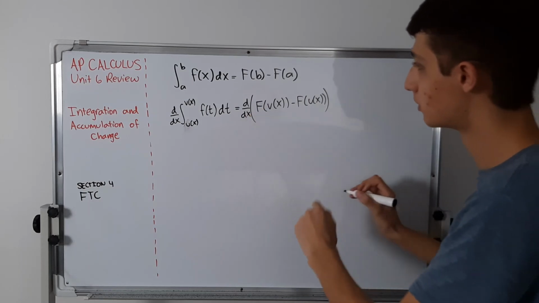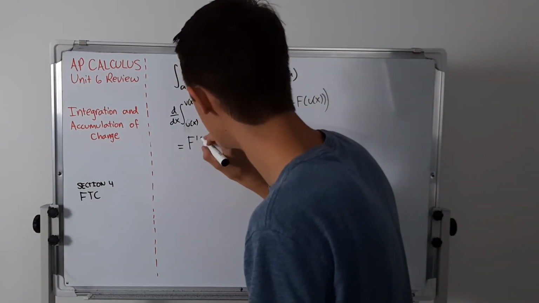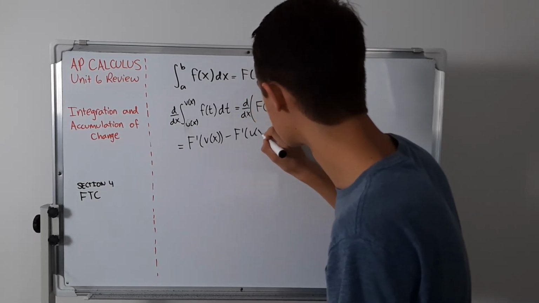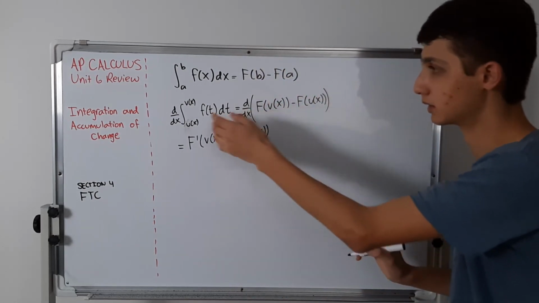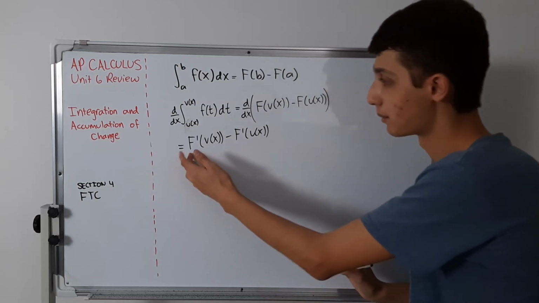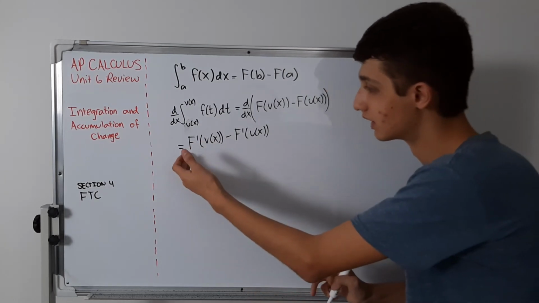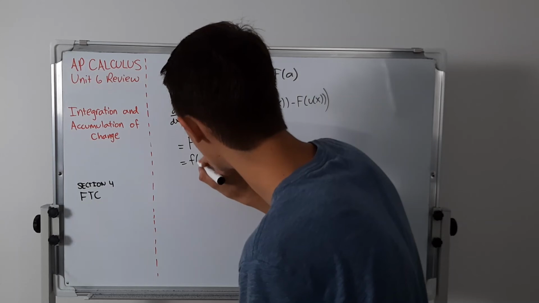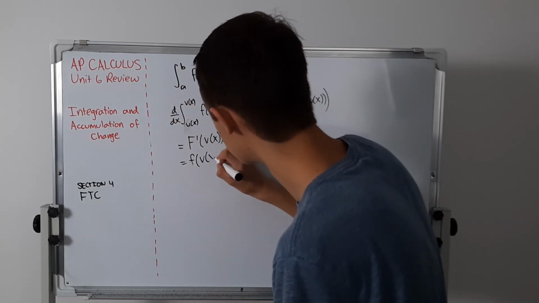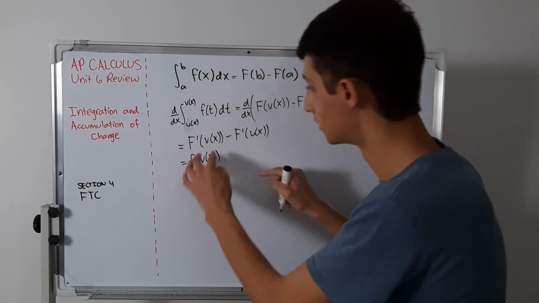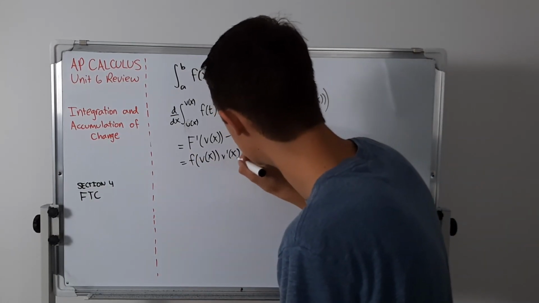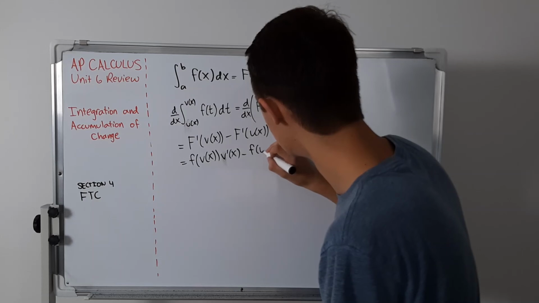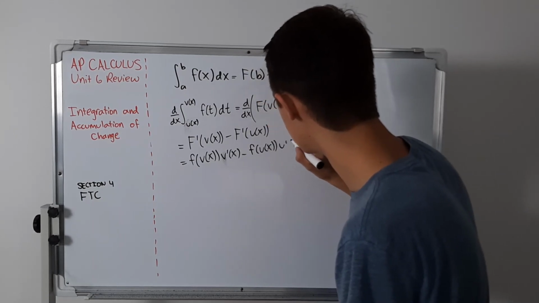And so the derivative of this is going to be capital F prime of v of x minus capital F prime of u of x, right? So we apply some rules. We know that capital F prime, since it's the derivative of our integral, is just going to give us back lowercase f of v of x times the derivative of the inside, right? So v prime of x, minus f of u of x times u prime of x.